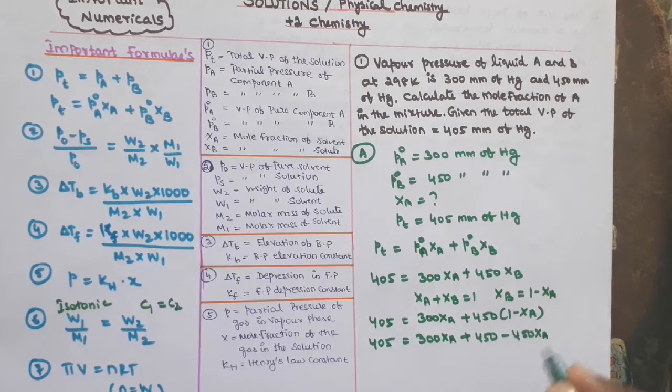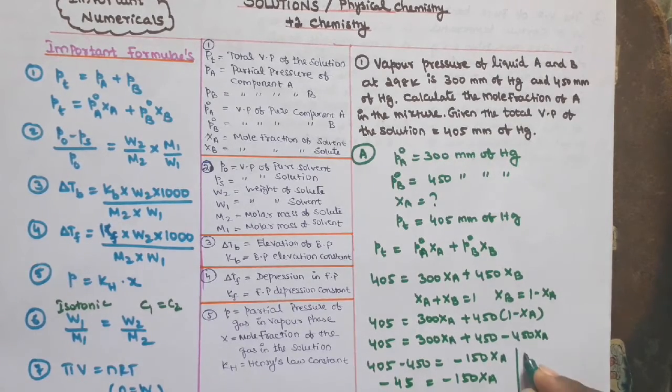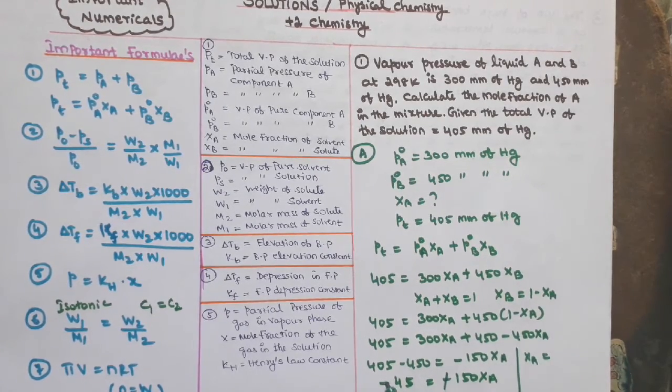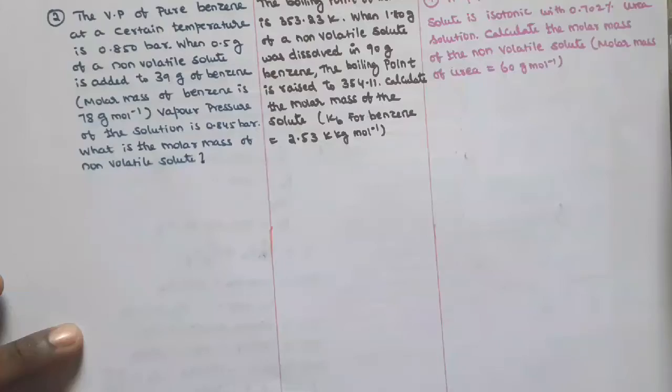So 450 is taken to the left side and becomes −450. Subtracting this value, I will get −150 Xa. This is −45 = −150 Xa. Cancelling the minus signs, we get 45 by 150, which is equal to 0.3. So the mole fraction of A is 0.3.